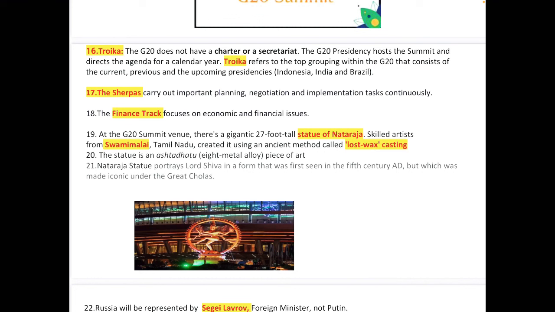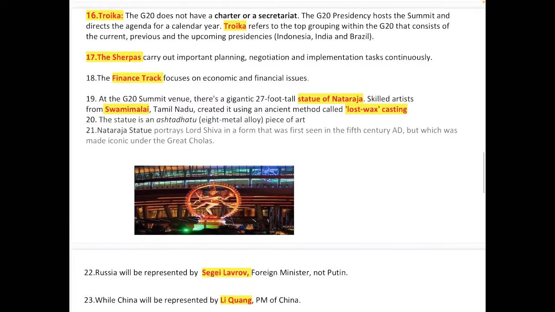And there is another term also, the chair pass. What is the meaning of chair pass? It carries out important planning, negotiation and implementation of tasks continuously. The next important term here is the finance track. This focuses on economic and financial issues. Finance word is there, so it's related with economic and financial issues.